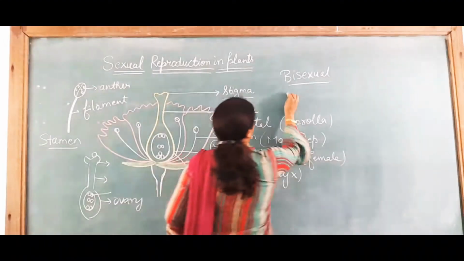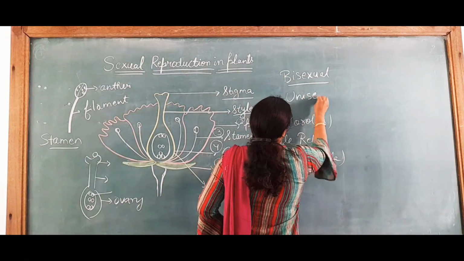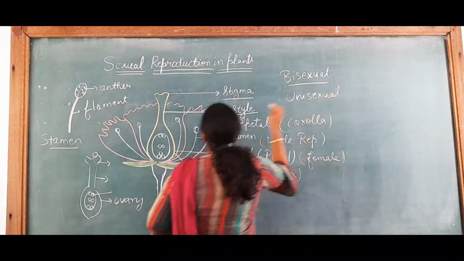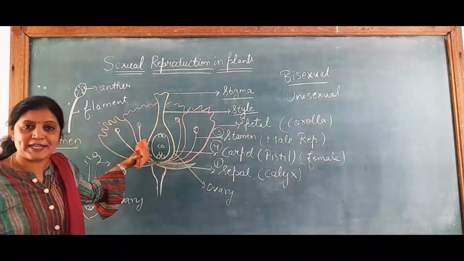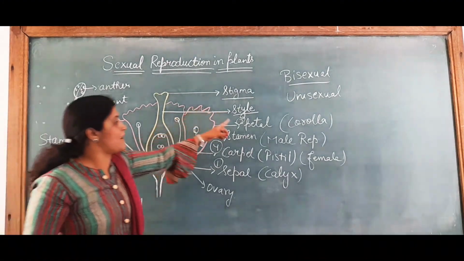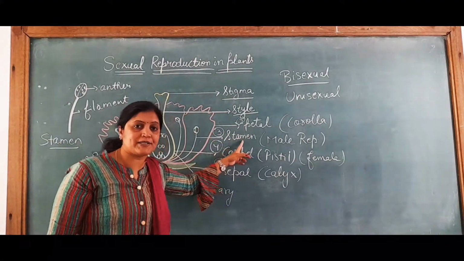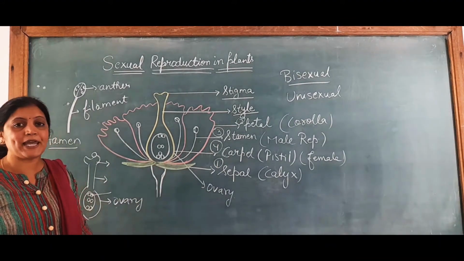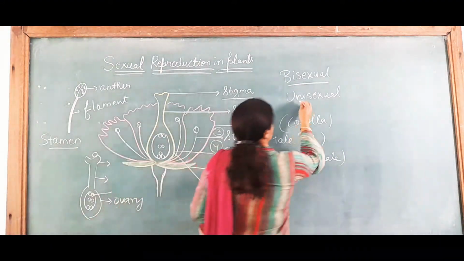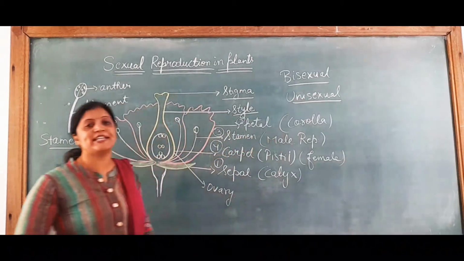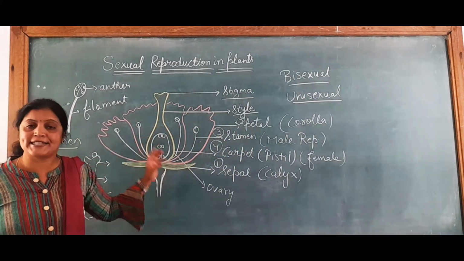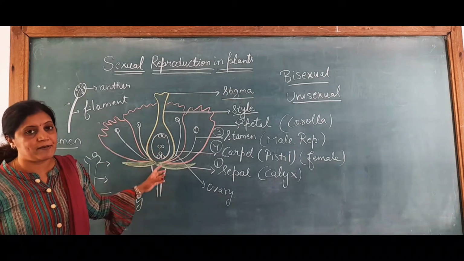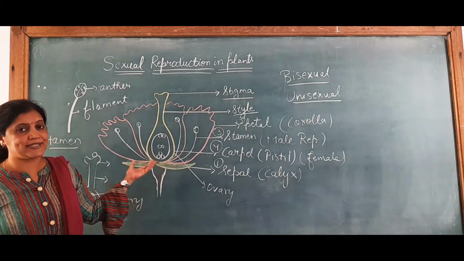But in a unisexual flower, either the stamen is present or the carpel is present. Either the stamen or male reproductive part will be present, or the carpel or female reproductive part will be present. This type of flowers are known as unisexual flowers. Example: papaya, watermelon, cucumber, maize, etc.